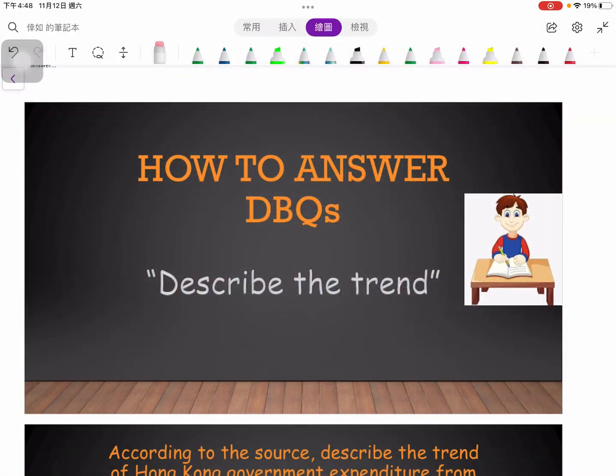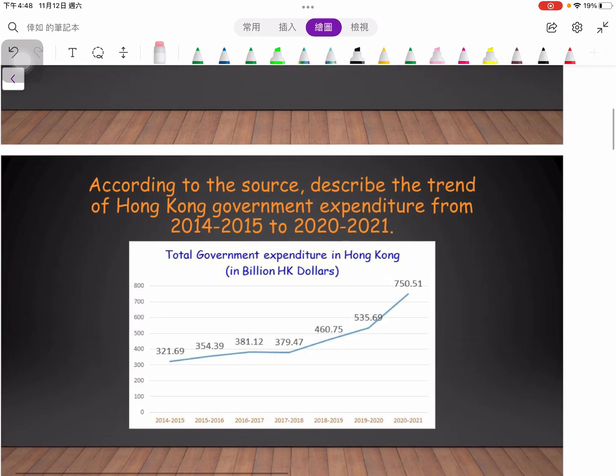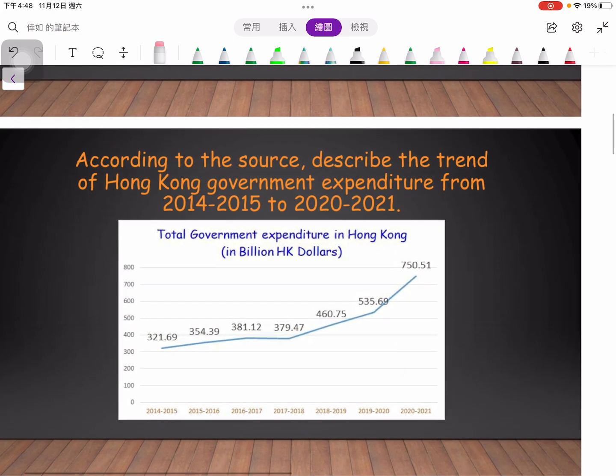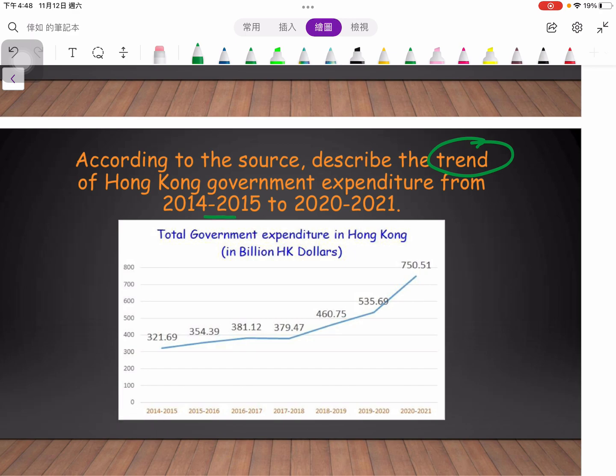Okay, hello everybody. Today we have to learn how to describe the trend. So you can use the sources here to answer the database question. Okay, so let's start. First of all, let's read the question carefully. The question asks you to describe the trend of Hong Kong government expenditure in these two periods.